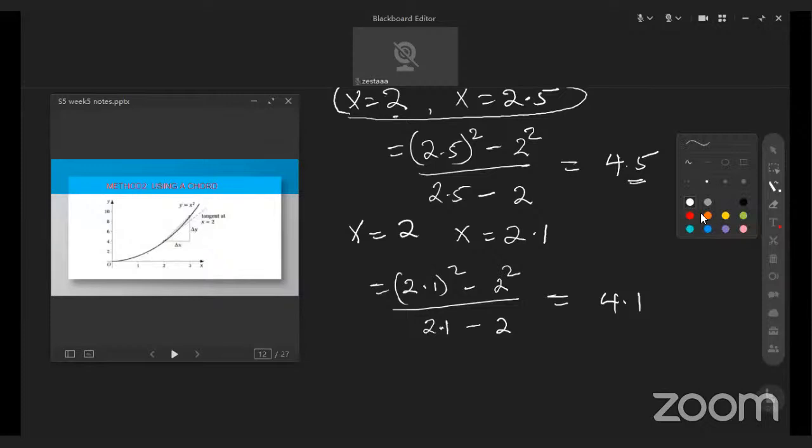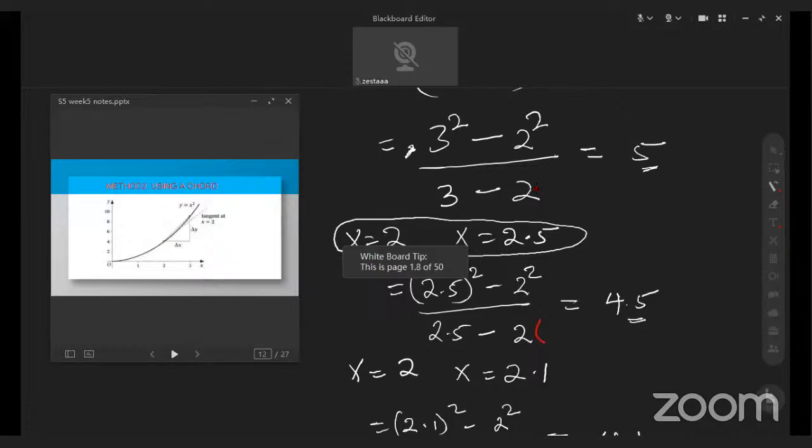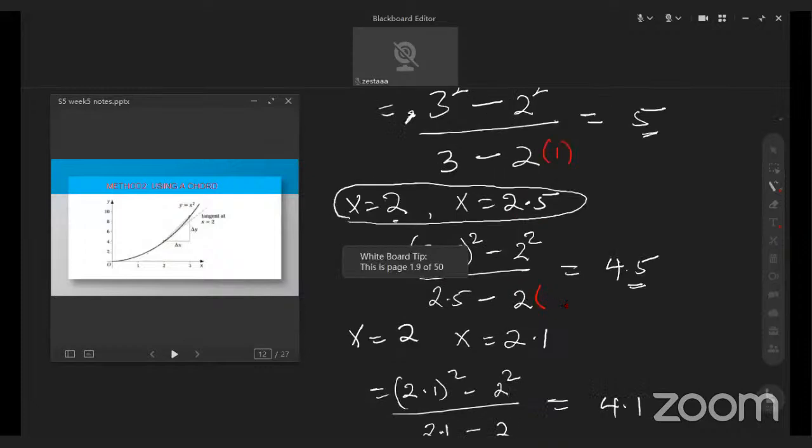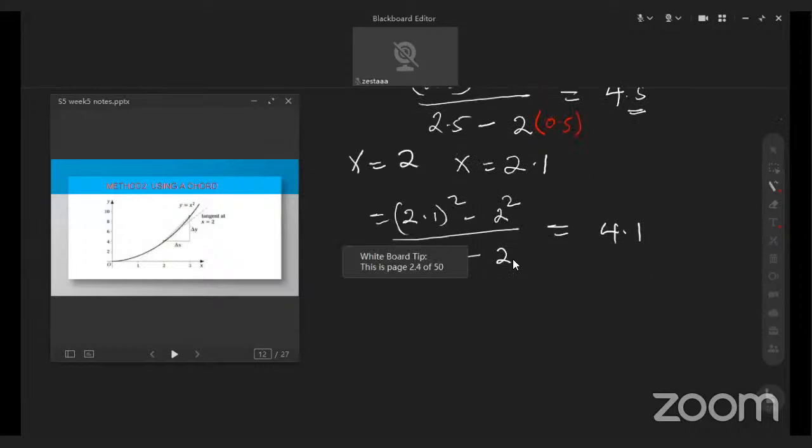We are not interested so much in the work, but look at our changes in x. The first change in x was 1, okay? The second change in x was 0.5. Meaning the x is reducing down. This is what is happening to our gradient. The gradient is moving towards what? Towards the 4. You remember, it started from 5 to 4.5. Now we're at 4.1.